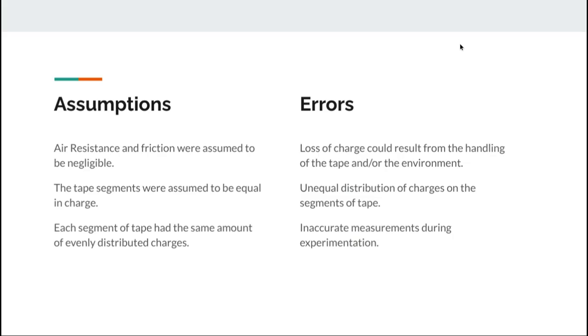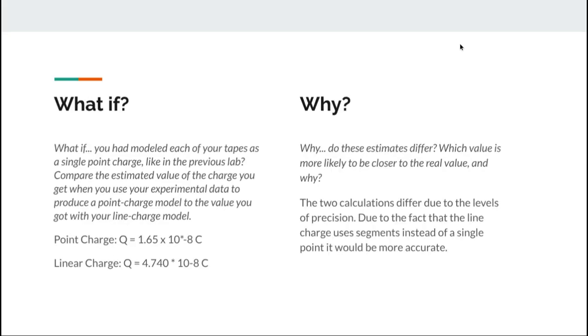And so the assumptions we had to make: air resistance and friction were assumed to be negligible. The tape segments were assumed to be equal in charge. And finally, each segment of tape had the same amount of evenly distributed charge. These were all the things we had to assume. Potential errors were the loss of charge that could result from the handling of the tape, the unequal distribution of charges in the segments of tape, and the potential inaccurate measurements during the experimentation.